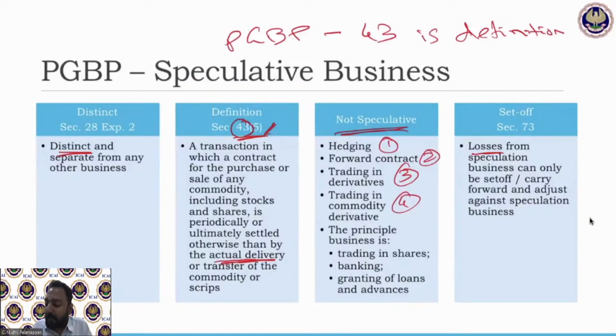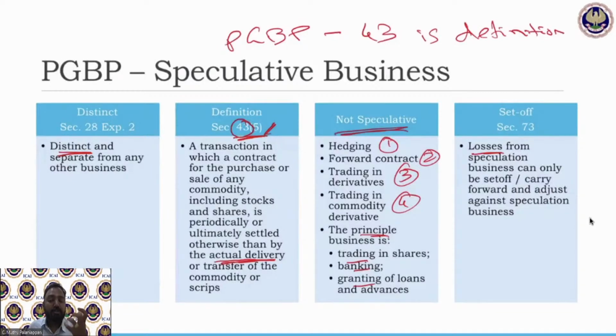And similarly, when a particular person runs a business whose primary activity is trading in share, banking or granting of loans and advances, so for these three transactions, if there is a business which is primarily engaged in trading in shares, banking or granting loans and advances, their business is not speculative in nature. So please understand, speculative has been defined as a transaction where there is no actual delivery.